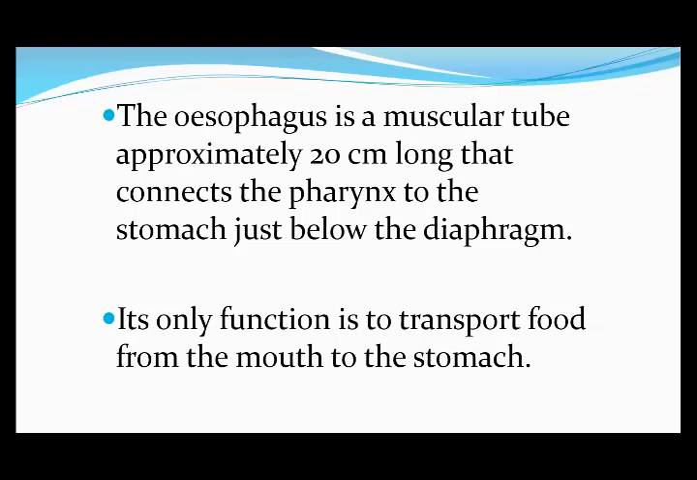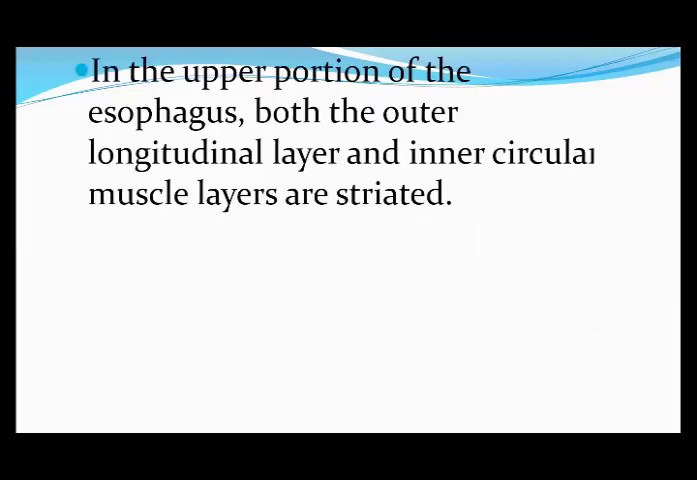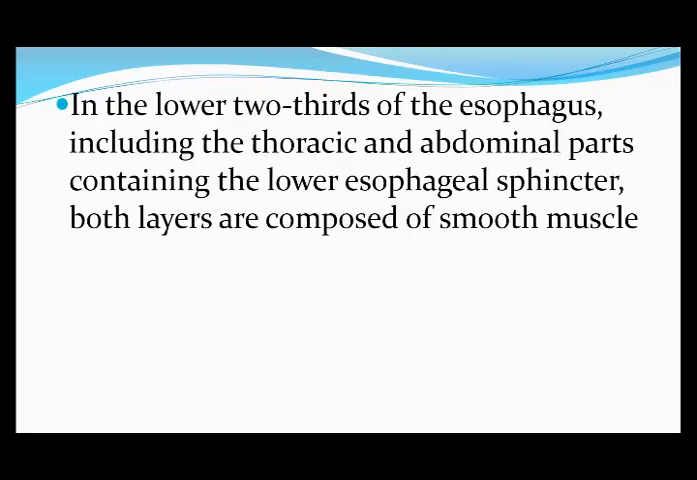Now, the esophagus is a muscular tube approximately 20 centimeters in length, which connects the pharynx to the stomach just below the diaphragm. Its only function is to transport food from the mouth to the stomach. In the upper portion of the esophagus, both the outer longitudinal layer and inner muscle layers are striated, whereas in the lower two-thirds of the esophagus, including the thoracic and abdominal part, both layers are composed of smooth muscle.